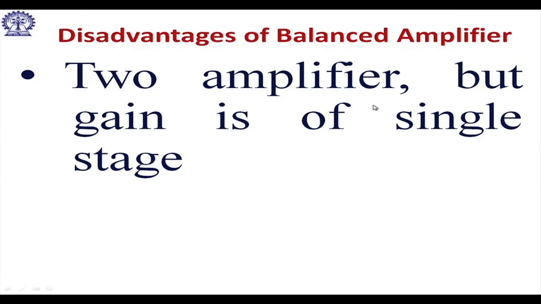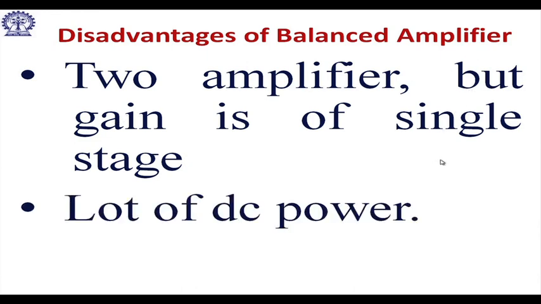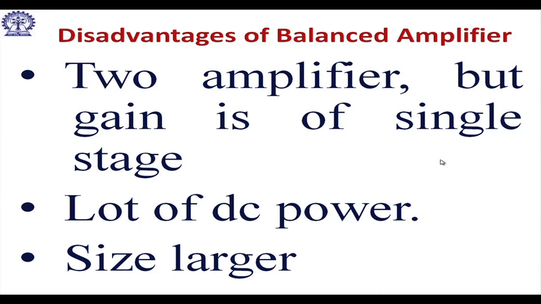Now, disadvantage, as I said, that there are 2 amplifiers, but gain is of single stage, wastage of DC power, size also is larger because couplers are passive things. So, they become bulky. This completes the broadband amplifier design part.